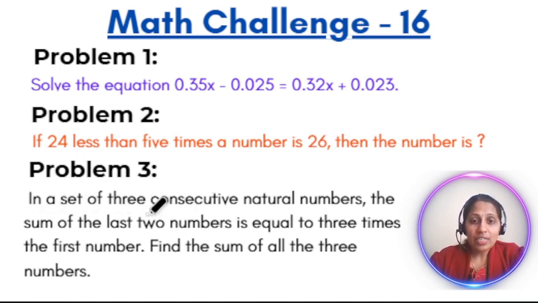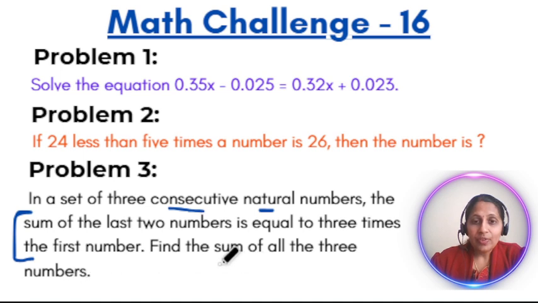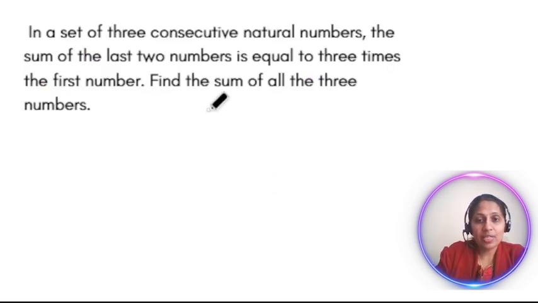In a set of 3 consecutive, as I told you already, consecutive means 3 continuous numbers, which come one after the other, like 1, 2, 3, 7, 8, 9, right? Natural numbers, meaning that you should not take 0. The sum of the last 2 numbers is equal to 3 times the first number. So here we have to make the mathematical statement. Find the sum of all the 3 numbers. Here, in order to find the sum of the 3 numbers, first we have to find the numbers themselves, right? So let's take this question separately. So let's find the 3 numbers first.